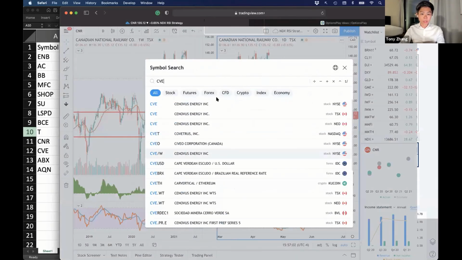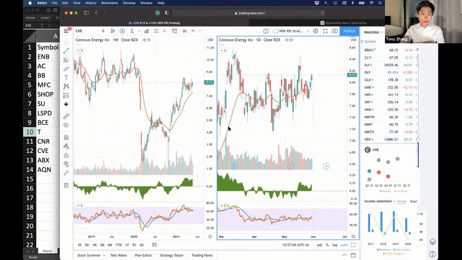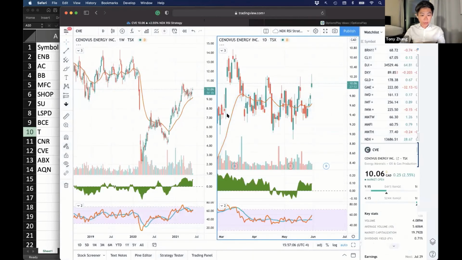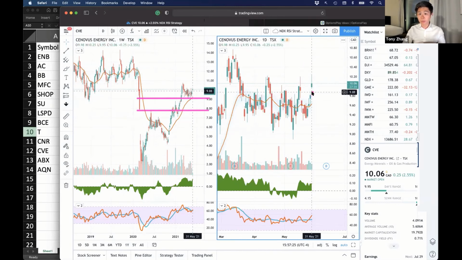CVE, Cenovus Energy. If we look at Cenovus Energy, you have this break above $9 here, which I do think is fairly constructive. So you have a gap at about $8. It managed to break back above it. It then broke out above $9, and then so far has held that level. And so far, I think from that perspective, it looks fairly constructive.